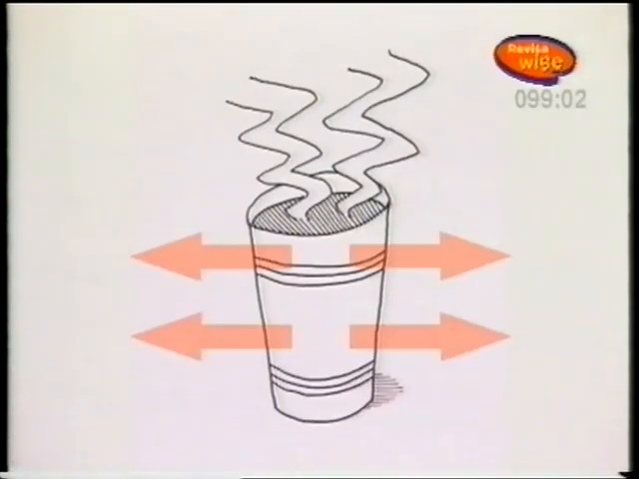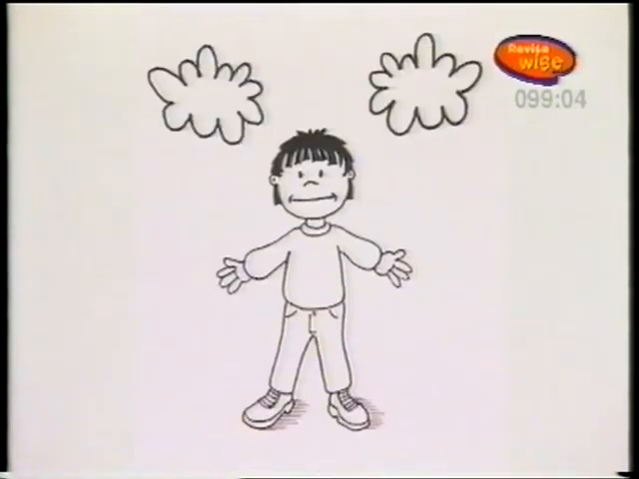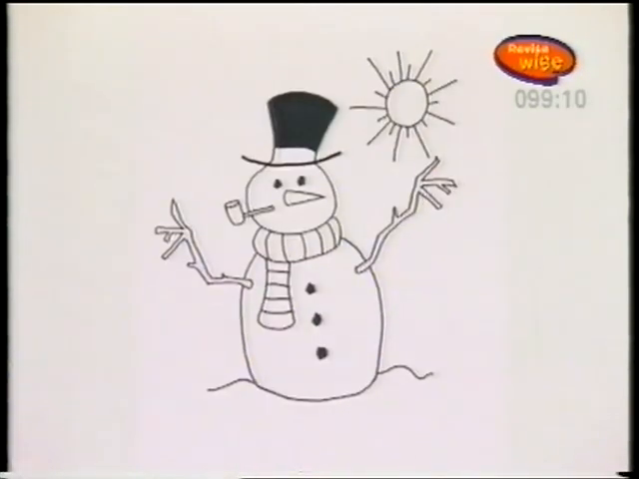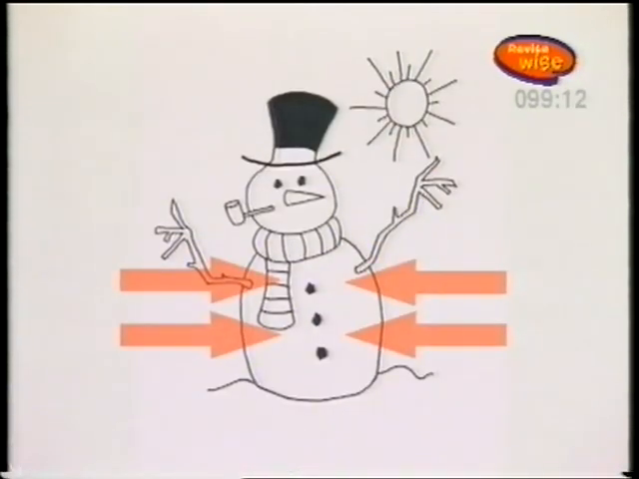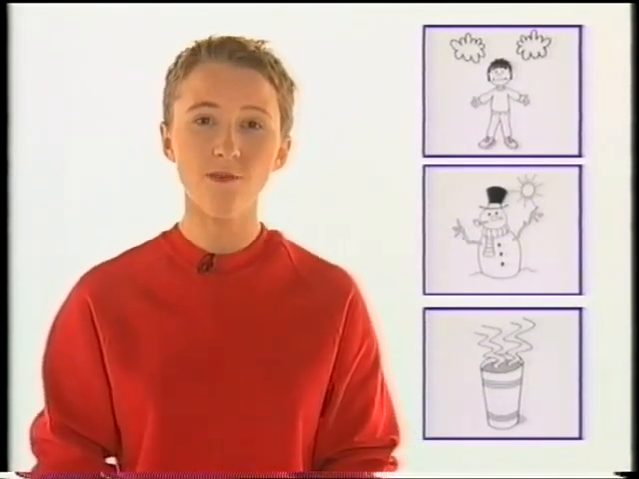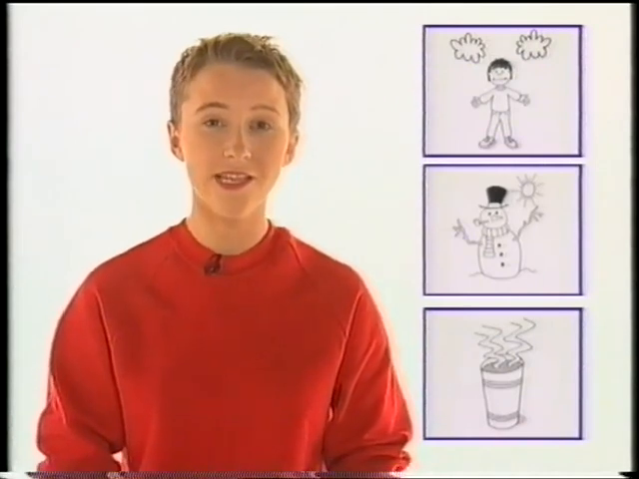Here, the heat goes from the hot drink to the air. Here, the heat goes from the boy to the air. Here, the heat goes from the air to the snowman. So the heat always goes from hotter to colder. And if you want to slow it down, what should you do? I don't know. Well, what do you do when you put your coat on? I cover myself. Yes. In this case, you are the hotter thing and you put a material between you and the air, the colder thing. You make a sort of heat barrier. We call materials that make good heat barriers thermal insulators.